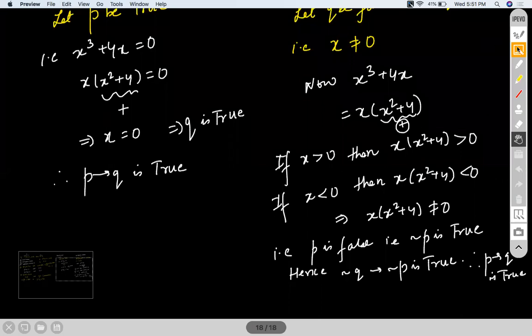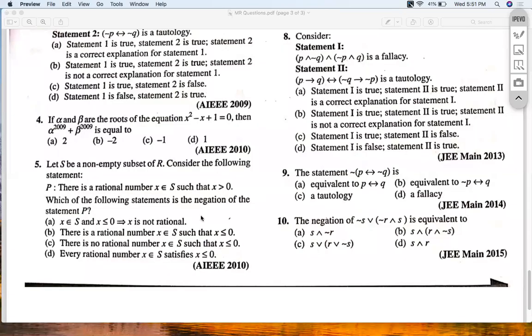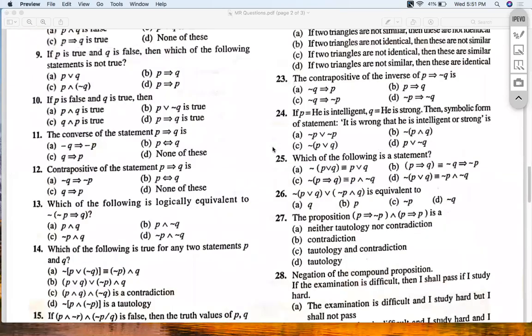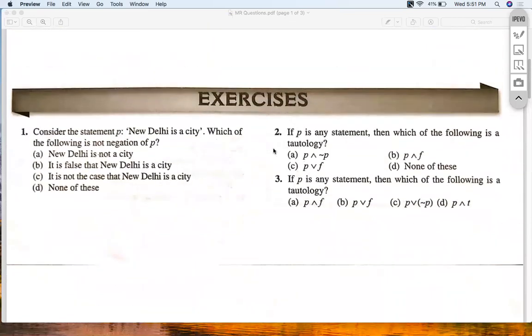Now, we'll do some problem solving on the type of questions that we'll be getting in GE exam. Yes, sir. Let's go to the first few questions.